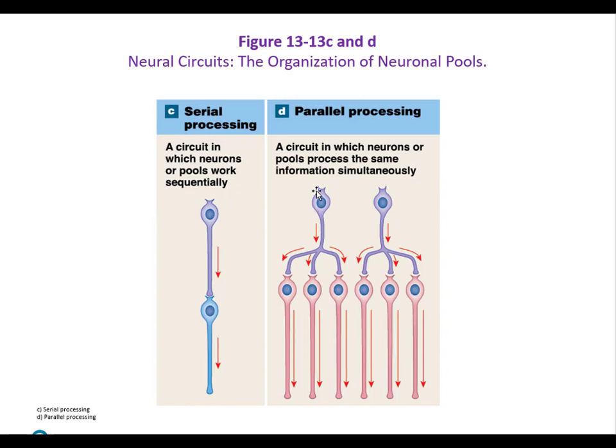And then parallel processing is where we would have 2 neurons sending kind of like information side by side, and they're sending that information to multiple neurons at the postsynaptic area. So this allows us to process a lot of information simultaneously.